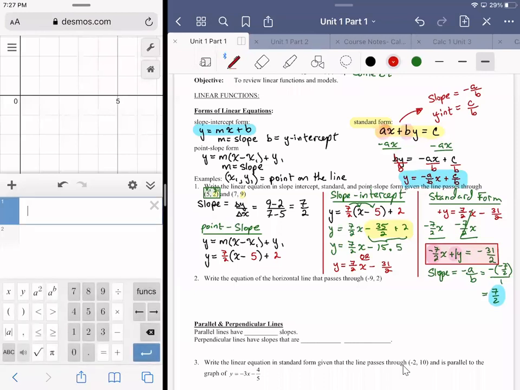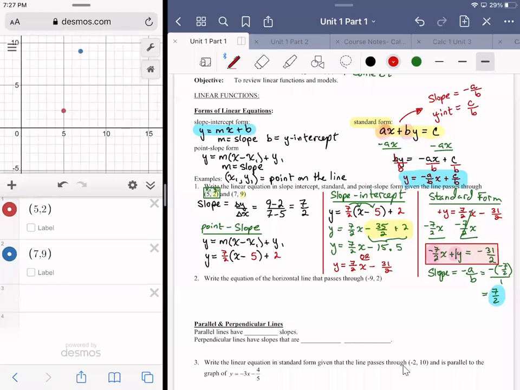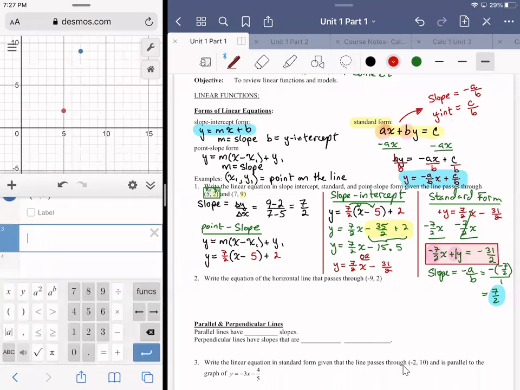But first thing I would do is type in my 2 coordinates, 5, 2, and 7, 9. Now this, what I'm about to show you, will help you to verify that you did the work right. Right. And so to do that, all you'd have to do is type in, you know, 1 or more of your final answers. I'll type in my point slope form here.